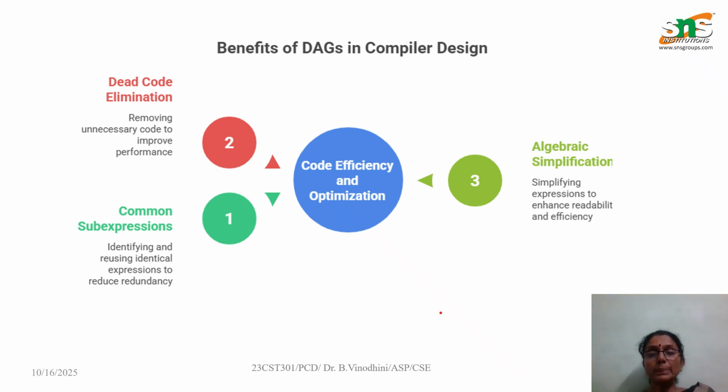And next is algebraic simplification. Algebraic simplification means we simplify the expressions to enhance the computation and also the efficiency. So instead of using a costly operation like multiplication, addition costs less compared with multiplication cost, so that simplification is applied in the particular statement. So this is another benefit of DAG. The benefits of DAG are dead code elimination, common sub-expression elimination, and algebraic simplification.